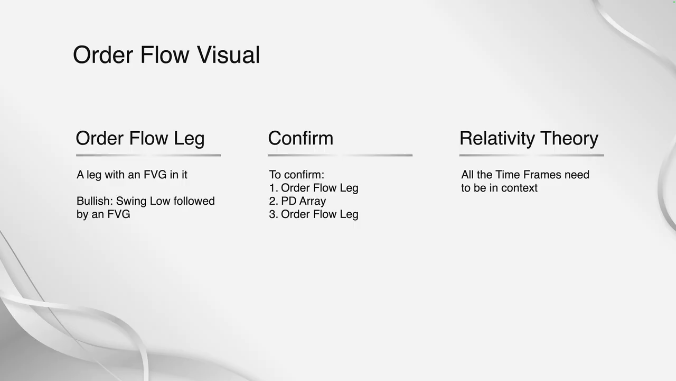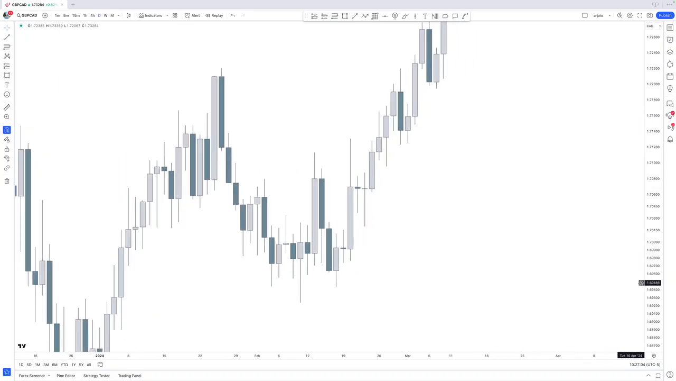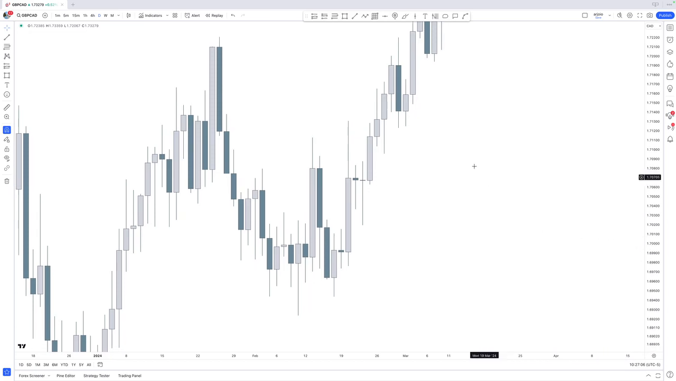First thing we need to understand is an order flow lag. A lag with an FVG in it. A bullish example is a swing low followed by an FVG. An order flow lag is quite simple actually. If we take a look at this market right here, GBP Canadian dollar on the daily time frame, we see this swing low, and this swing low leaves behind a fair value gap right there. Perfect. So when should it create a fair value gap? It should create a fair value gap before it creates a new swing low. That means it's an order flow lag.